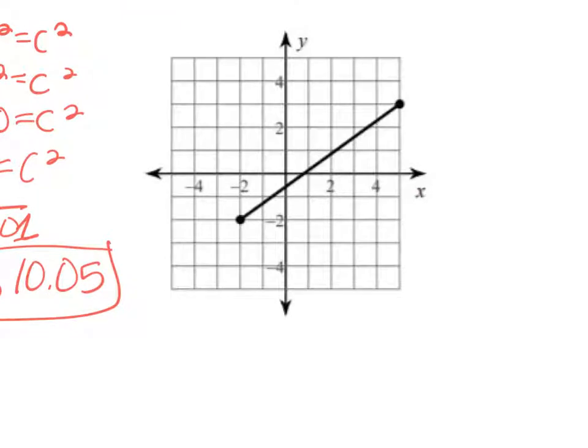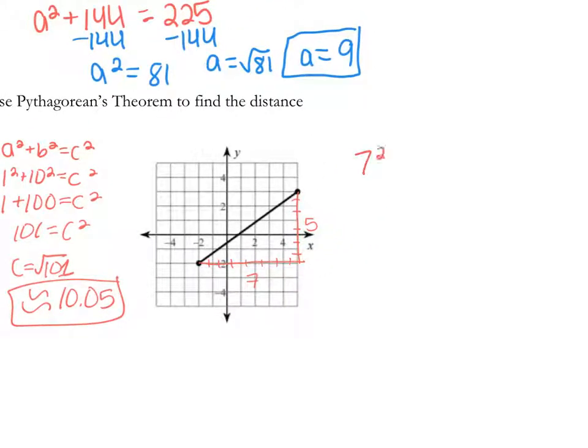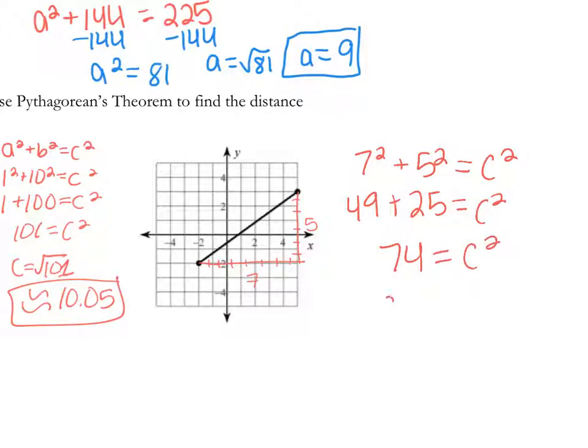Doing the same thing over here. This is 1, 2, 3, 4, 5, 6, 7. Then I have 1, 2, 3, 4, 5. The legs are 7 and 5. So 7 squared plus 5 squared equals c squared. That's 49 plus 25 equals c squared. 74 equals c squared. c is the square root of 74, which is about 8.6.